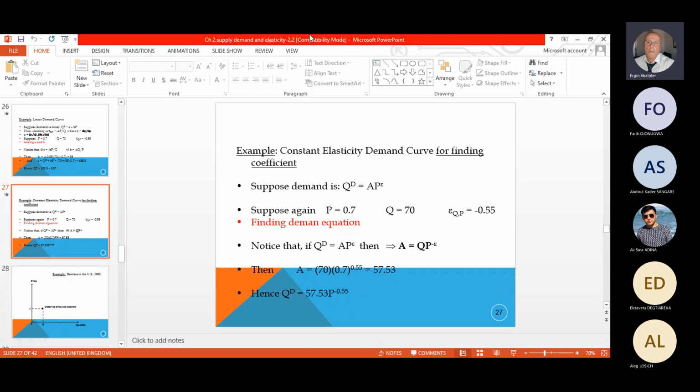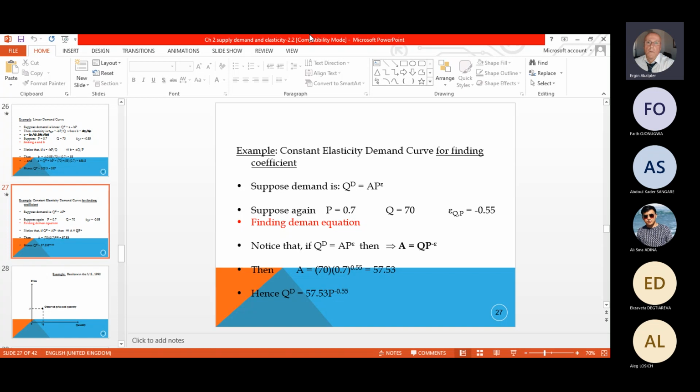Suppose demand QD is P to the power of epsilon, the elasticity, which is the power and also indicates the elasticity. Suppose again P is 0.7, Q is 70, and elasticity is minus 0.55. Again, we are going to put this into the equation, but now we have the power. When it is a nonlinear equation where the power exists, you can very easily estimate the elasticity, because if any equation is given to you with a power, you understand this is the elasticity.